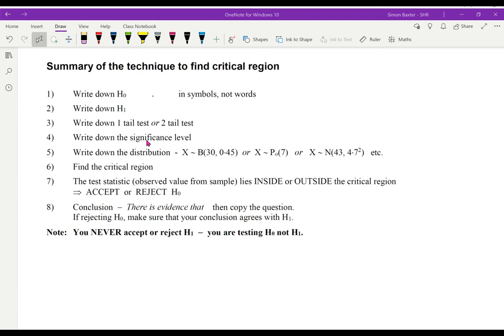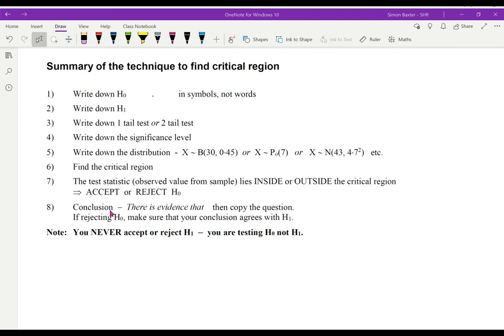Now we have the problem. Now we need to say what the distribution is that we're using. So far we've only been using a binomial. We might be using a Poisson distribution, or we might be using a normal distribution. Then we find the critical region. The test statistic either lies inside or outside the critical region. If it's inside, you reject H0. If it's outside, you accept H0.